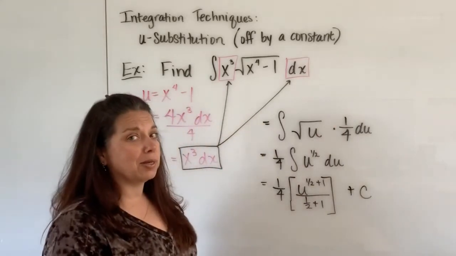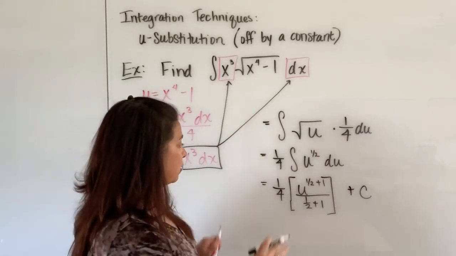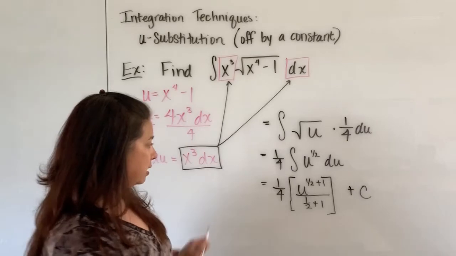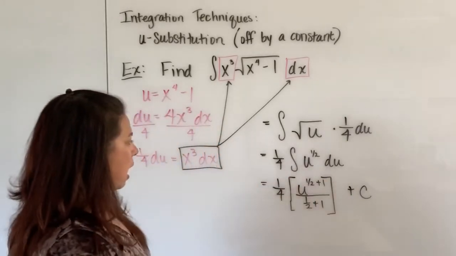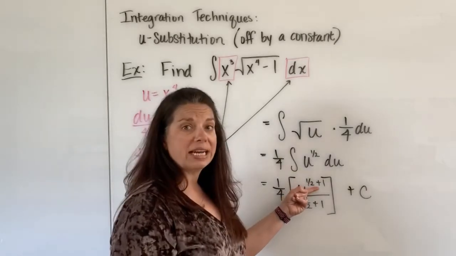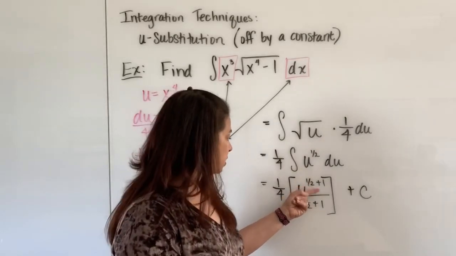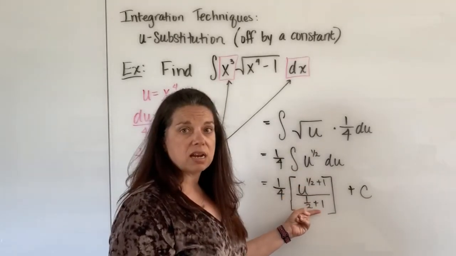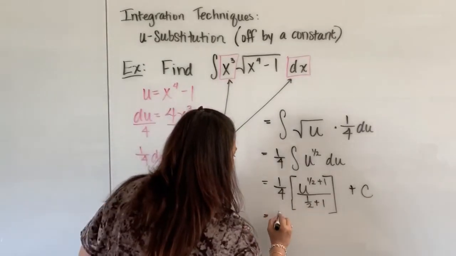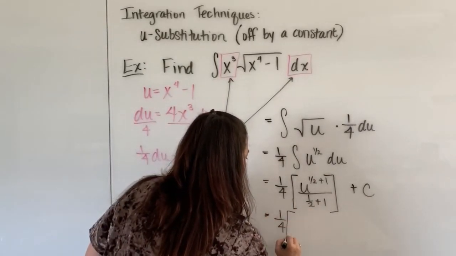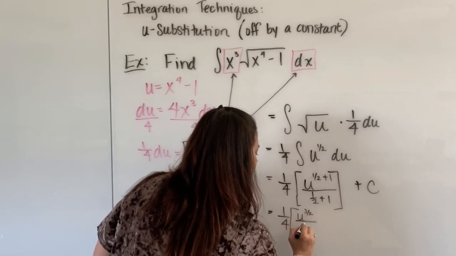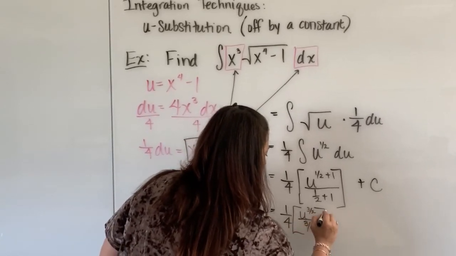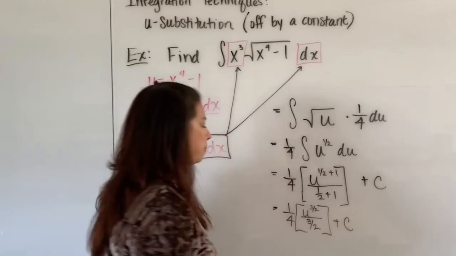I always like to do that so we don't forget, right? It's notorious that we often forget the plus C. So I put it right here. Now let's just clean this up if we can. I know what 1/2 plus 1 is. That's just 3/2. And that's the same as the denominator now. So we have 1/4 times u to the 3/2 power, but divided by 3/2, plus C.